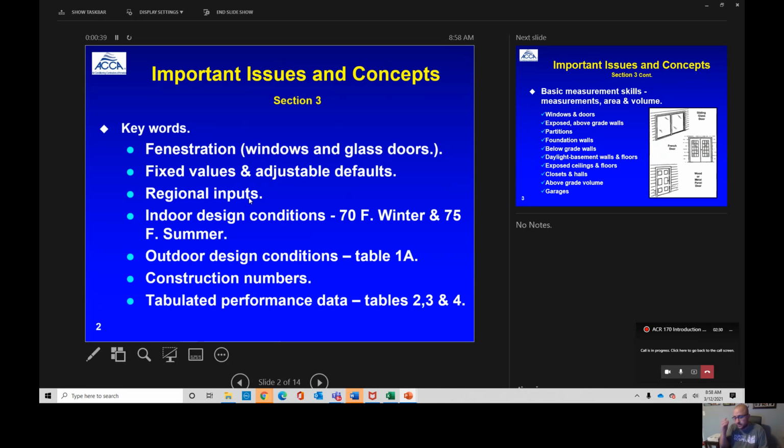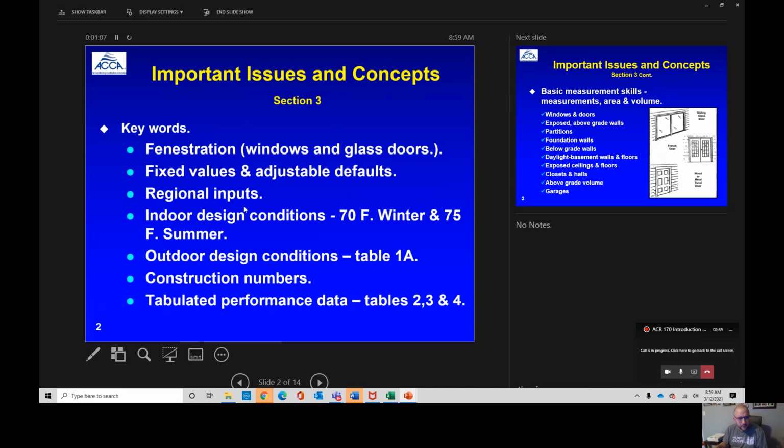Regional inputs. This is going to be based on where the home is located or where the space is located. Another thing to point out is that this only applies to residential. Manual J is residential. When you get into commercial, that's Manual N. So it's the same basic thing, but it has some other things that it accounts for in commercial. So residential, a certain number of people, certain basic design template.